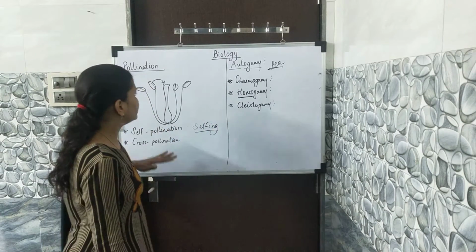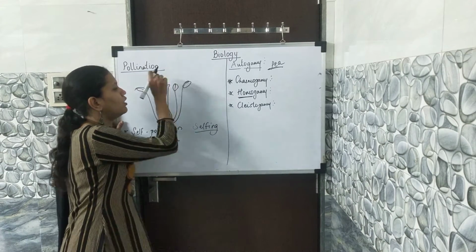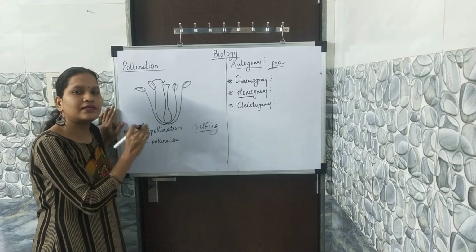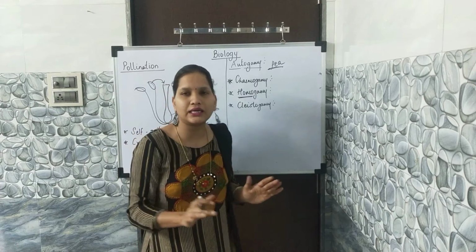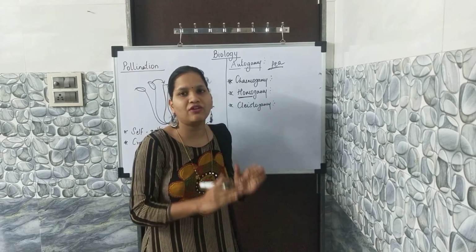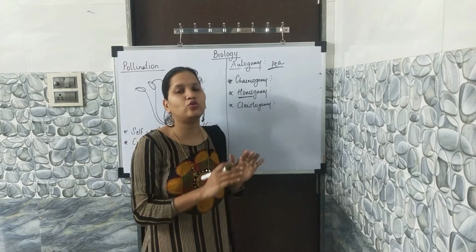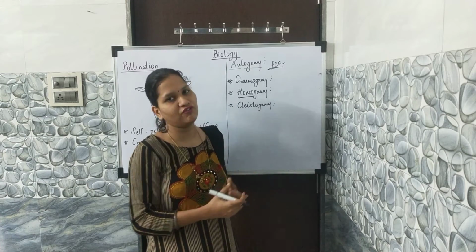In cleistogamy, the concept to study is that the pollen grains have already come onto the stigma. They are not going to wait for the flower to mature or to open up.